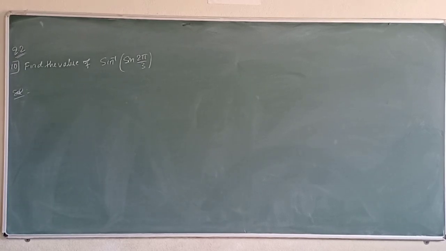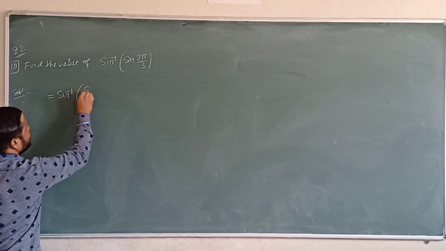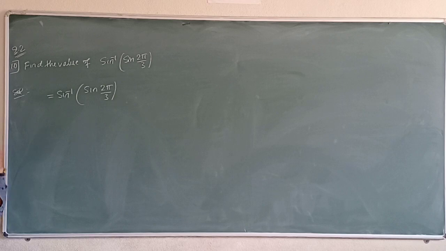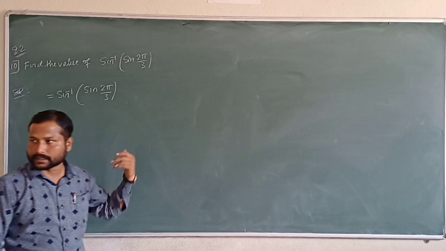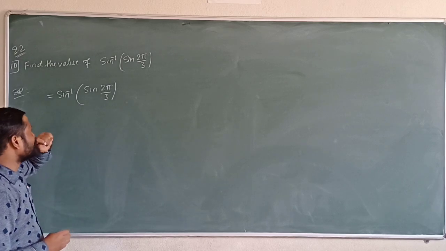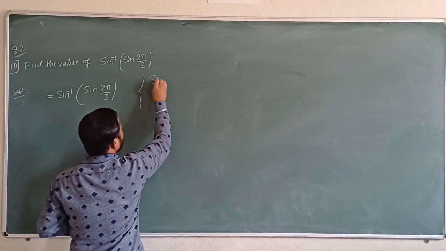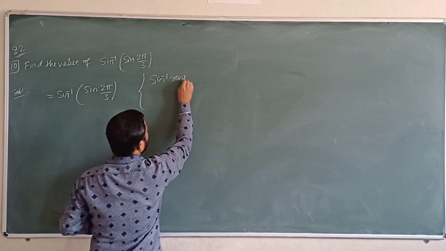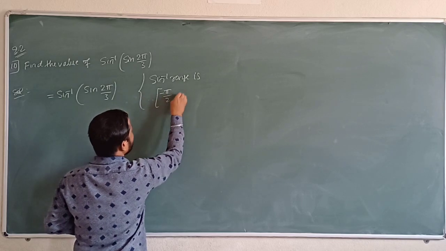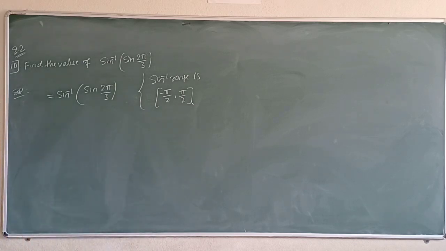Right, question number 10. Find the value of sin inverse of sin 2 pi by 3. There are chances that such questions come as MCQs or in banks, so do it correctly: sin inverse of sin 2 pi by 3. Before that, we have to take the sin inverse range. What is the range? The closed interval minus pi by 2 to plus pi by 2. Right?